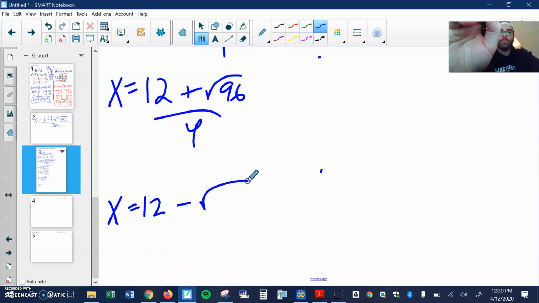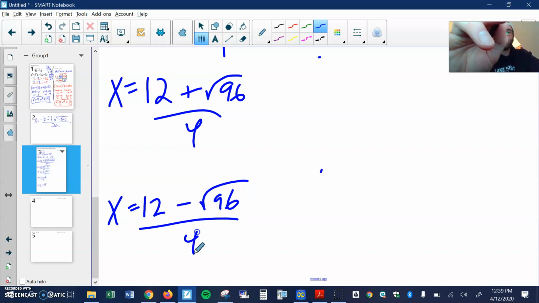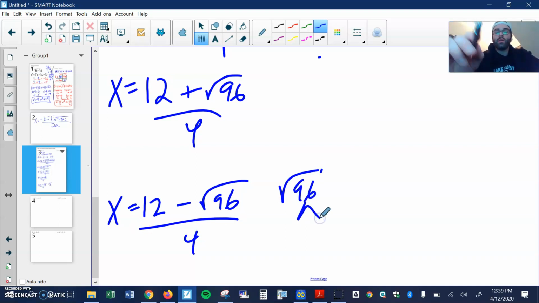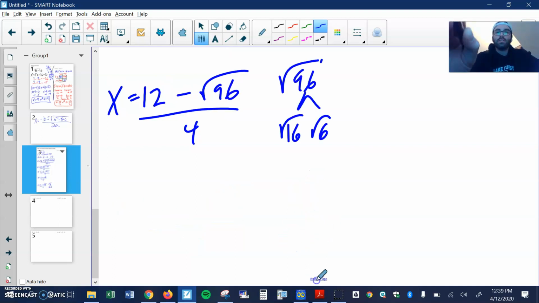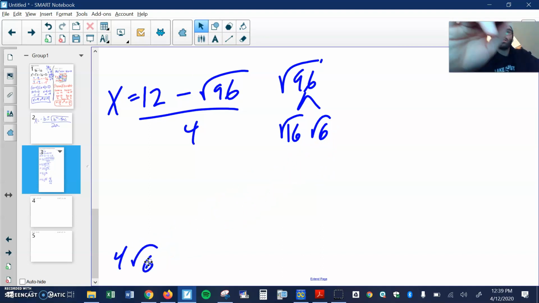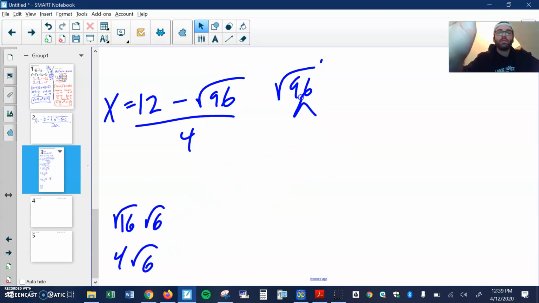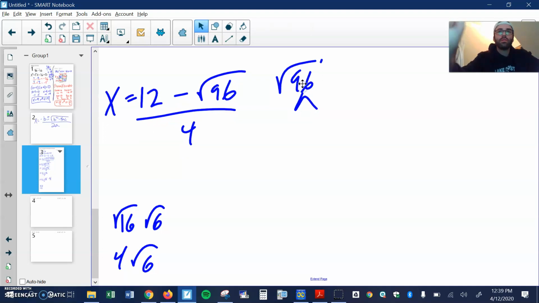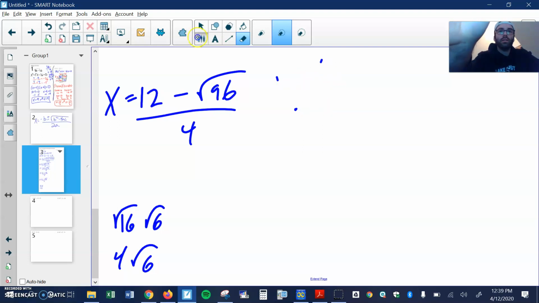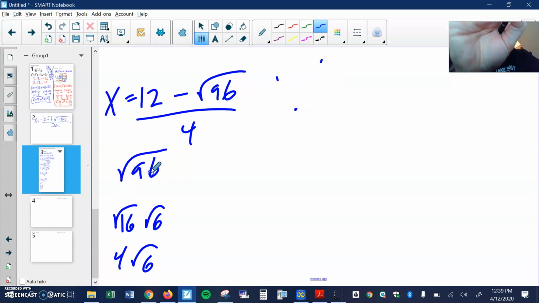I want to split these up, and after I split these up, I'm going to simplify my radical. The square root of 96, I want to think about the largest perfect square that goes into 96. Well, the largest perfect square is 16 times 6, so that becomes 4 root 6. So I'm going to click and drag and move this stuff around here. This root 96 is going to go away.